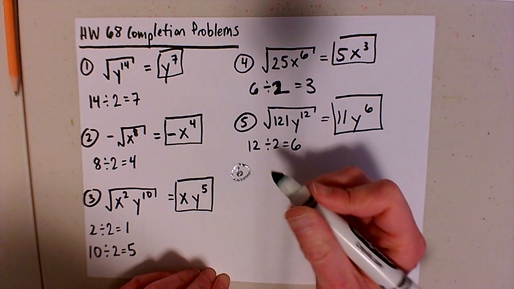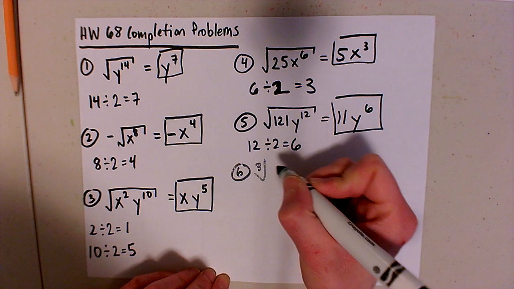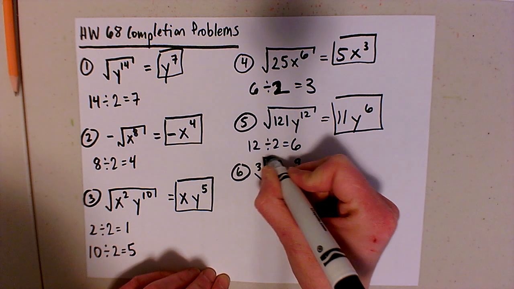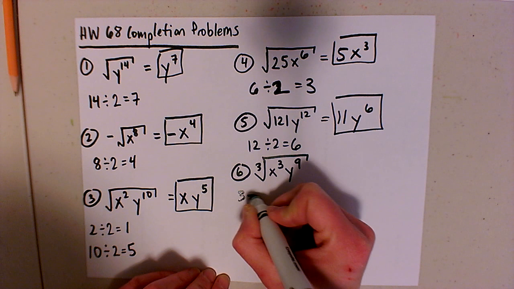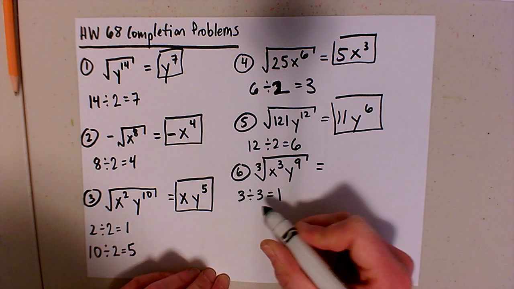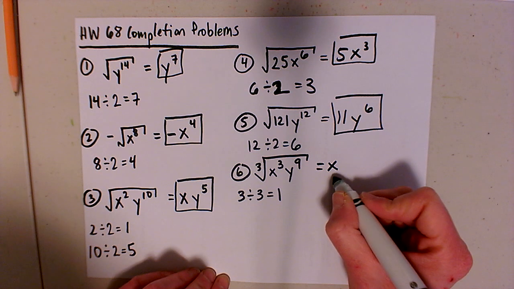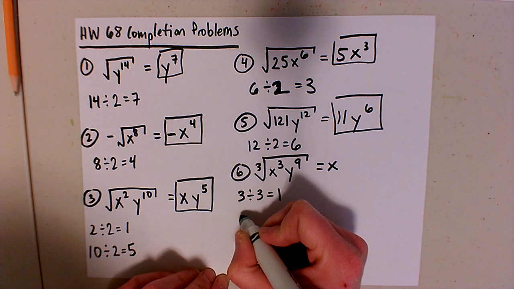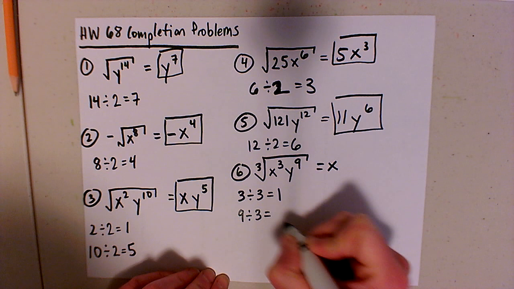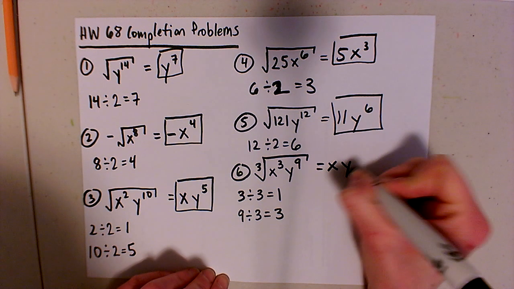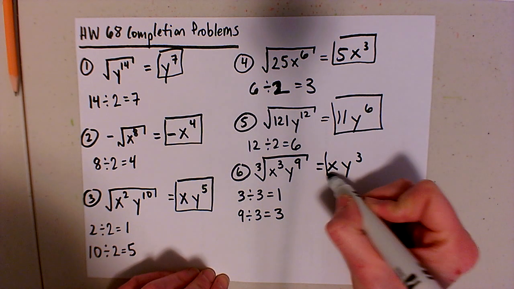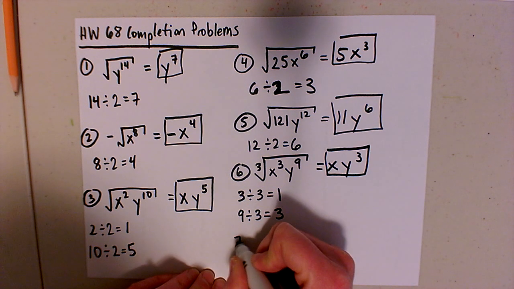For number 6, we have the cube root of x to the 3rd times y to the 9th. In this case, we're going to be dividing those exponents by 3. So 3 divided by 3 is 1, so our new exponent on x is just 1, and we don't have to write that. And then for y to the 9th, we'll do 9 divided by 3, which is 3. So that 3 becomes our new exponent on y, and so your answer is xy to the 3rd.